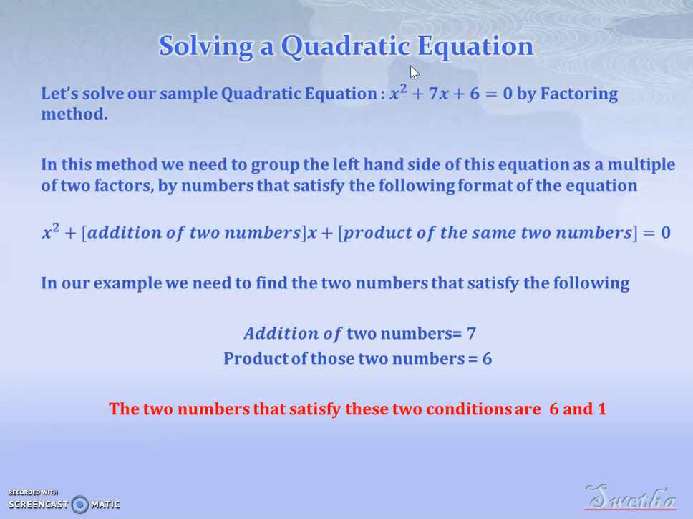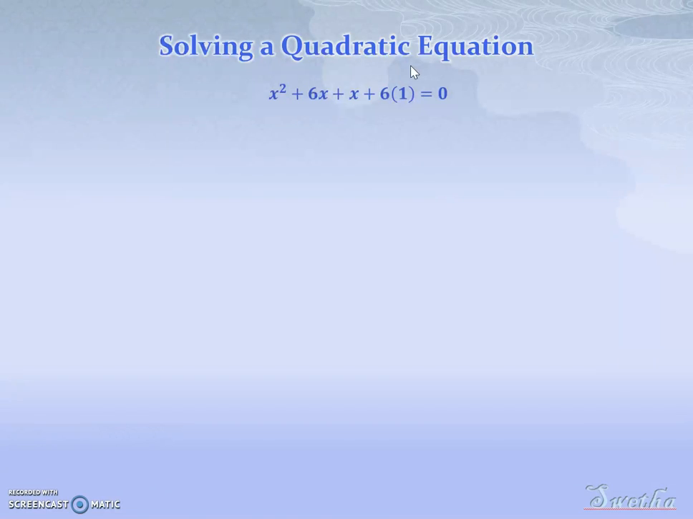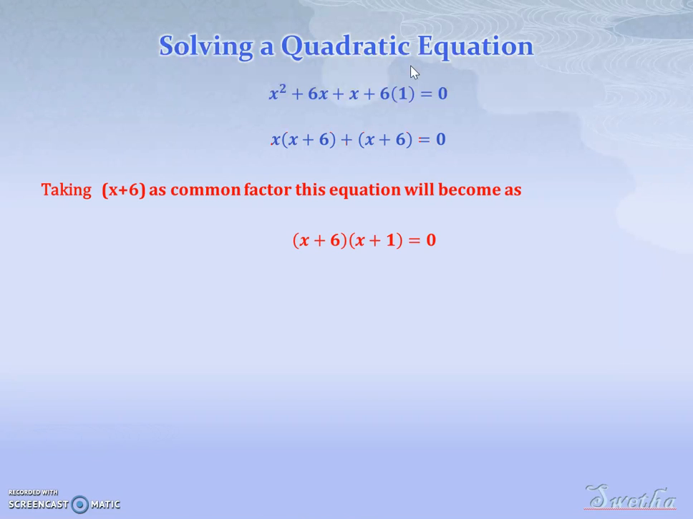The two numbers that satisfy these two conditions that I found for the sample equation are 6 and 1. Now our sample equation can be written as x squared plus 6x plus 1x plus 6 times 1 is equal to 0. This simplifies to x times x plus 6, plus 1 times x plus 6, is equal to 0. Taking the x plus 6 as a common factor, the equation will become x plus 6 times x plus 1. So the zeros of this equation would be negative 1, 0 and negative 6, 0.